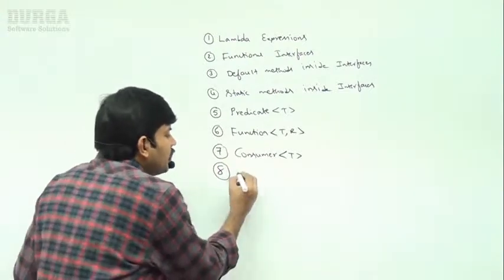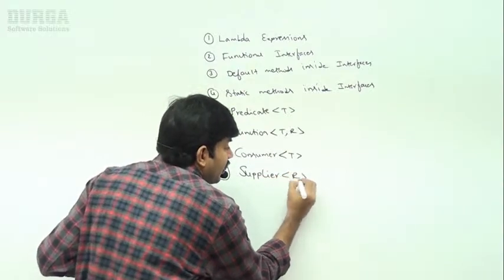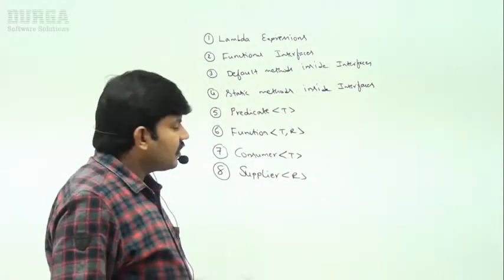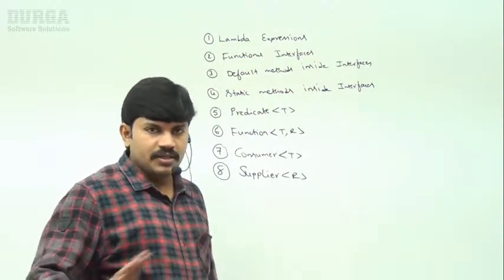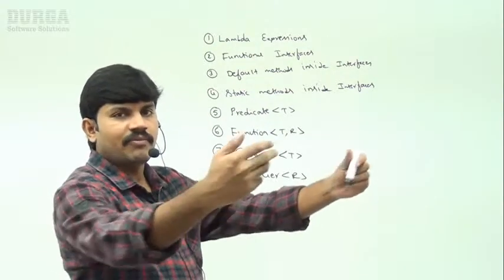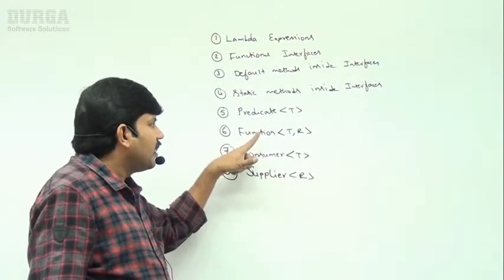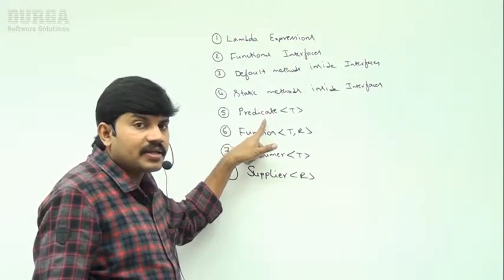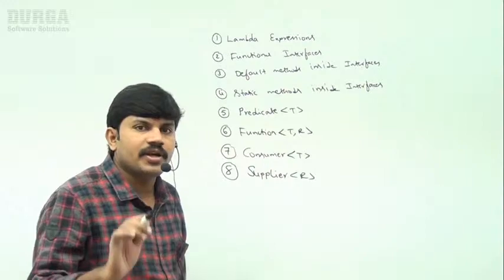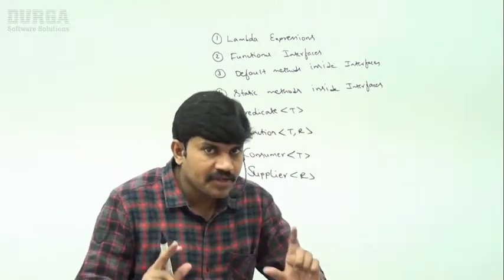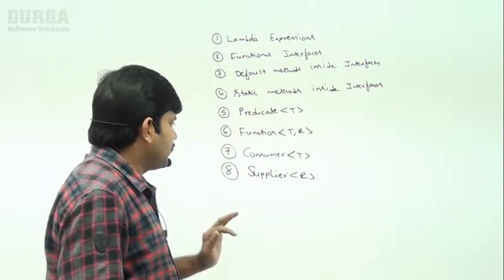After consumer, we even discussed supplier. Supplier is the opposite of consumer. Supplier never takes anything; it always returns some values. There is a get method, an accept method, an apply method, and predicate contains the test method. These are the four predefined functional interfaces, of course there are multiple, but the commonly used functional interfaces are these.